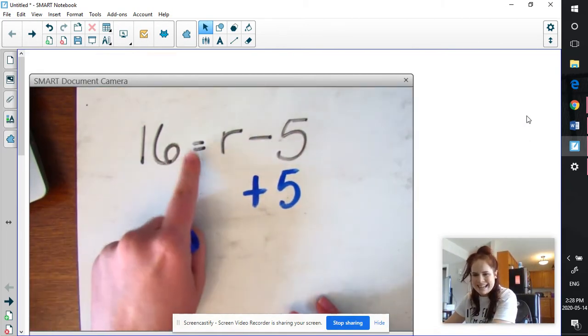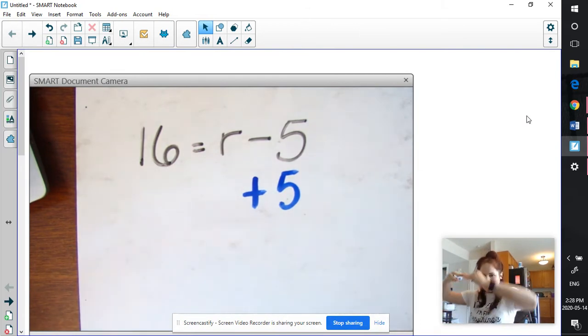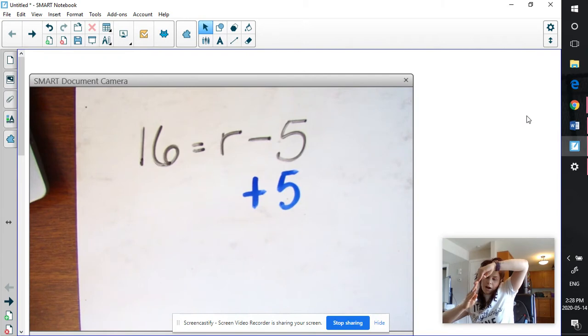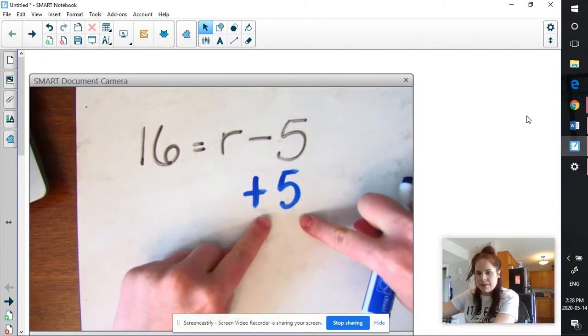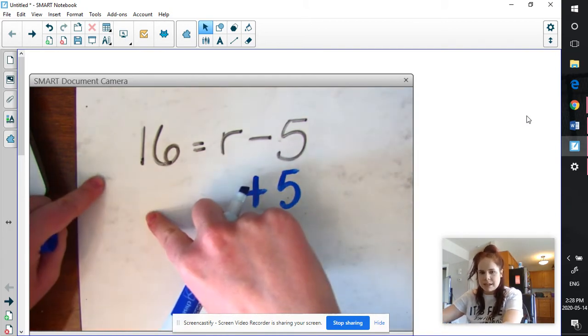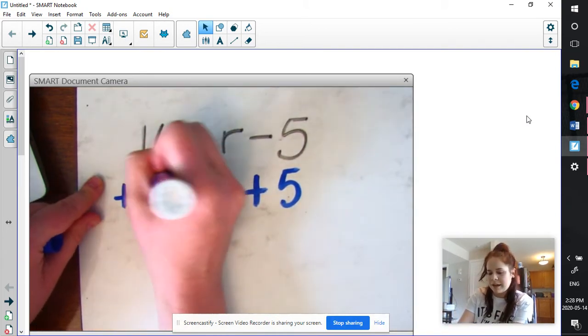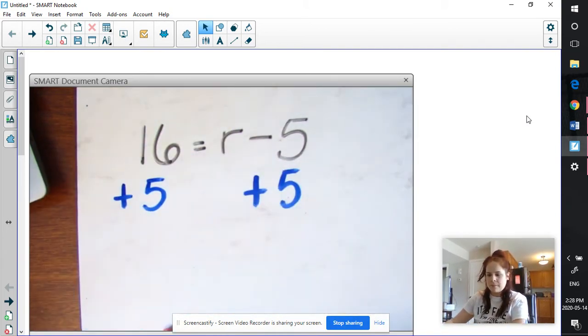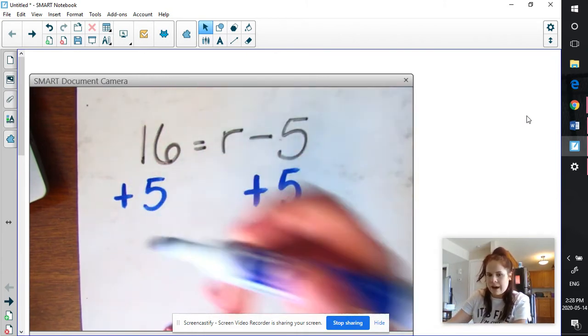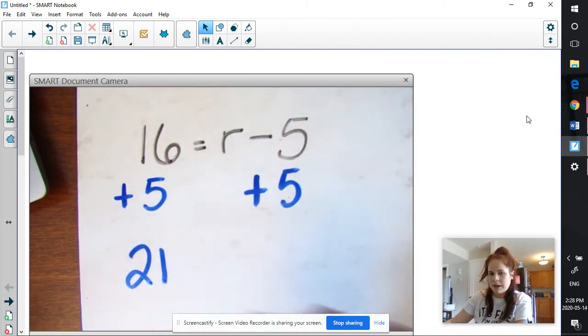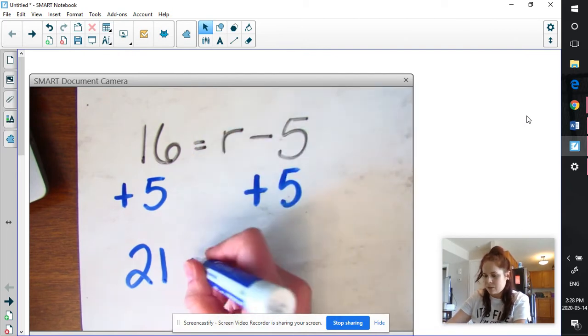Now, since this is an equal sign, it's like a teeter-totter. Whatever you do to one side, you have to do to the other, or else it's going to be off balance, and we want it to be perfectly balanced. Since I put a plus 5 on the right side, I have to put a plus 5 on the left side as well, and I'm going to put it underneath. 16 plus 5 is 21. I keep my equal sign.